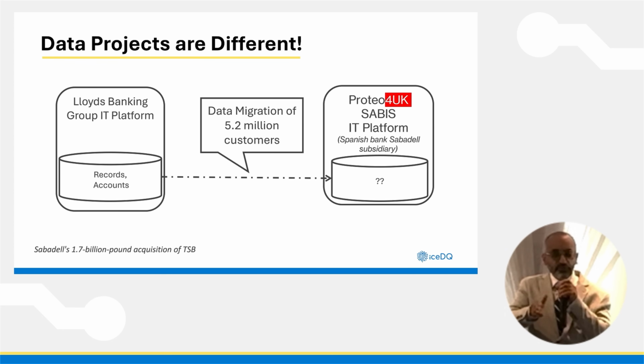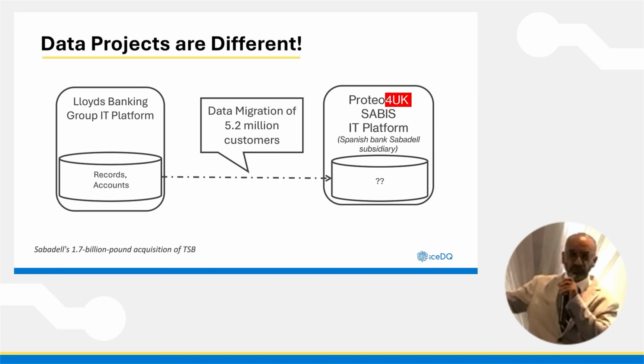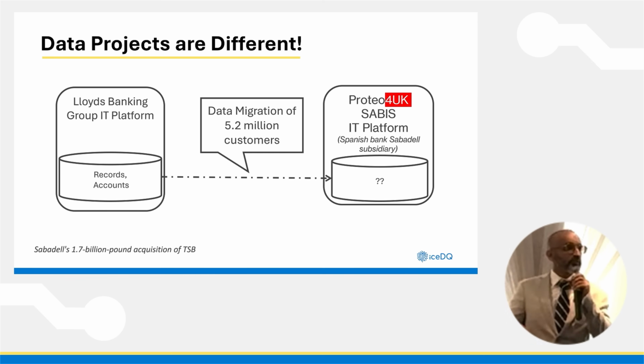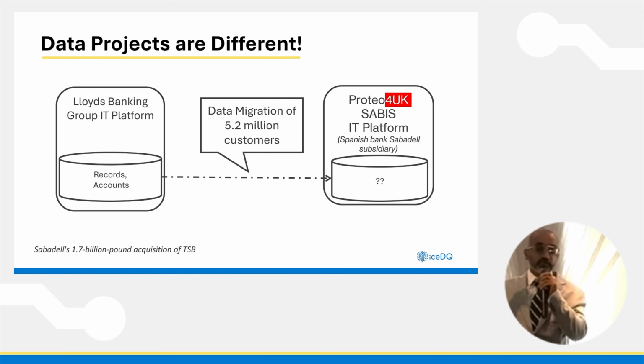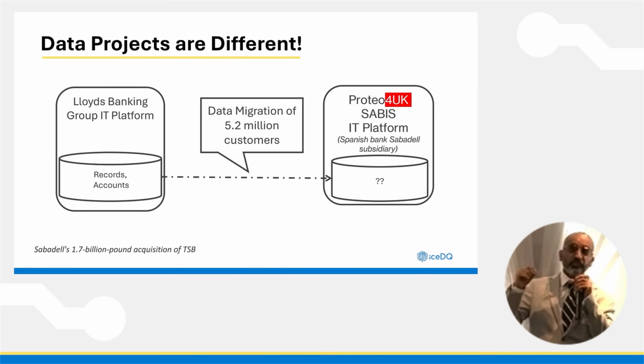So this is again the TSB example. They had an IT platform, and they were supposed to migrate it to another system called Sabis, and we don't have to go into the details. They were migrating about 5.2 million customers, where they do their credit card and debit card processing. You go to the ATM, the money comes in, comes out. So you click and do your transactions over there. It's such a critical thing. And I want to encourage you to go and Google TSB migration failure.